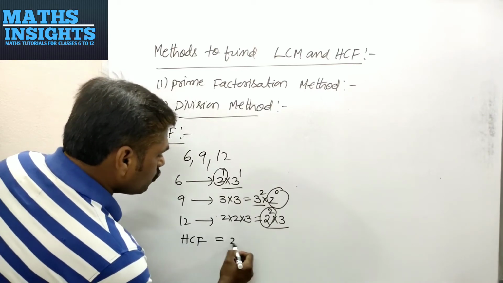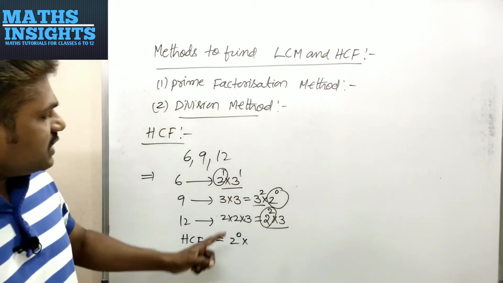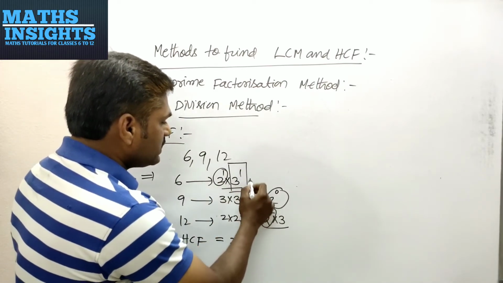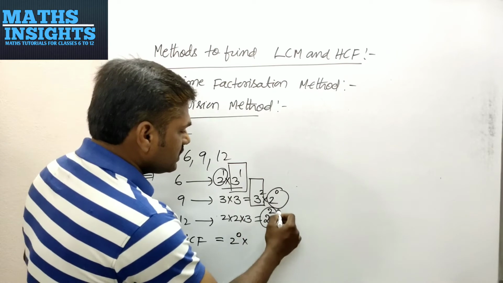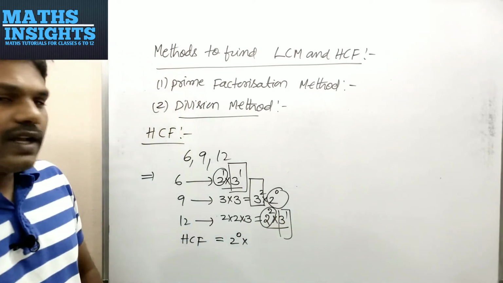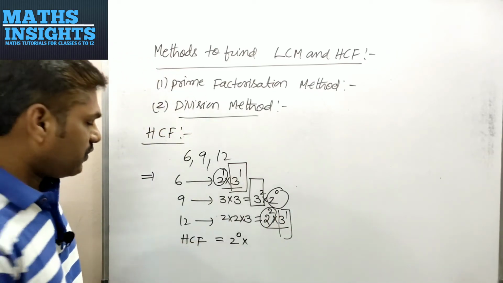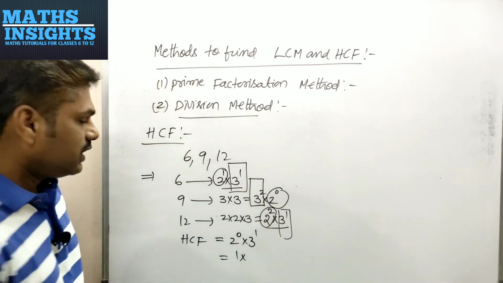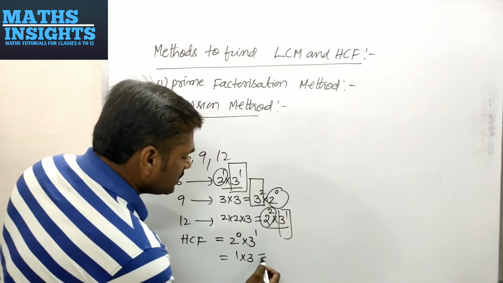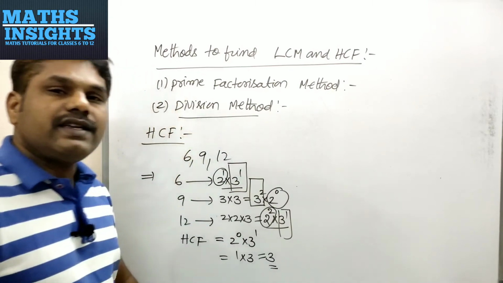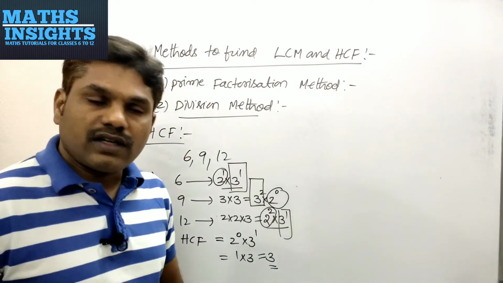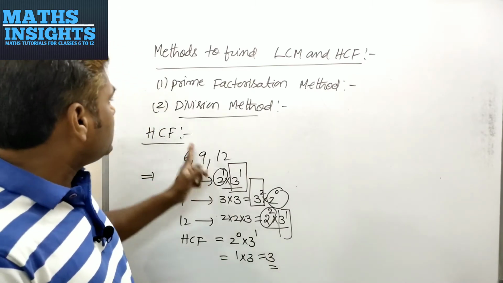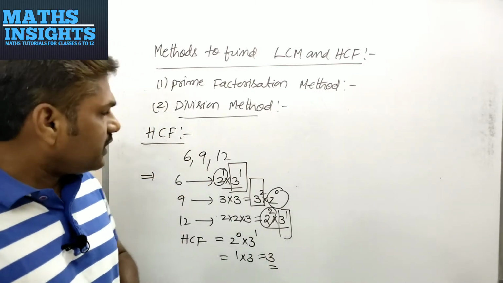next coming to 3, this is 3 power 1, this is 3 square and this is 3 power 1. You have to take the least, which is 3 power 1, therefore 3 power 1. 2 power 0 is 1, 3 power 1 is 3, therefore 3 is the highest common factor. You could not find any other number than this which is the highest common factor.